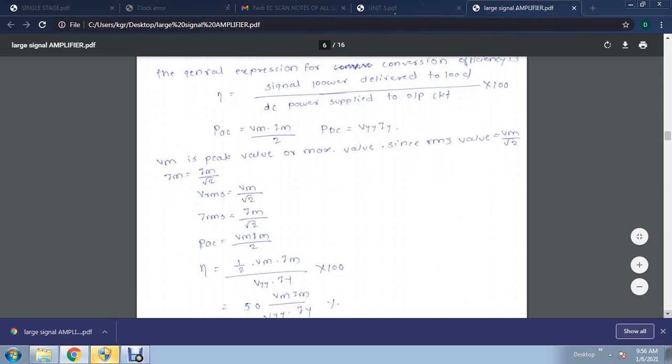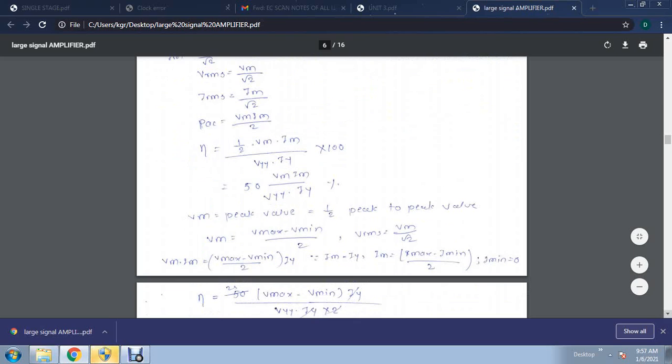Suppose you substitute, PAC is Vm into Im, which is half into Vm Im, over Vcc into Ic, into 100. Now the efficiency here, half into 100, means 50 percent. That is Vm into Im by Vcc into Ic.